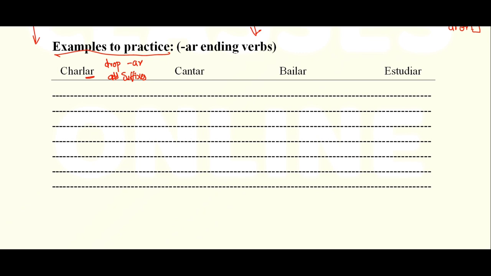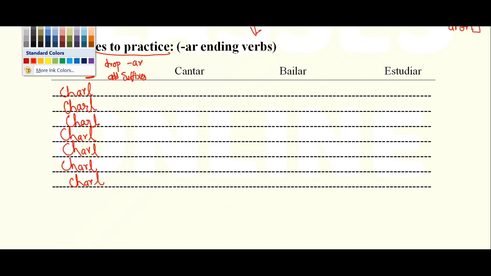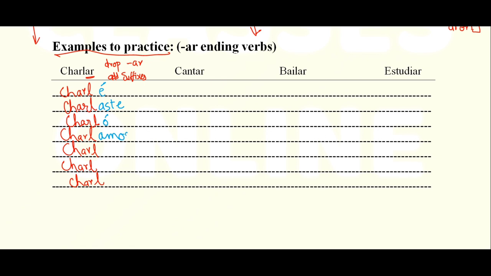Charlar means to gossip. Here we have to drop AR, then we'll get the root word charl. We'll write it 6 times, and later we have to add suffixes, first, second, third person singular, first, second, third person plural. In singular, we add é, charlé, charlaste, charló, charlamos, charlasteis, charlaron. This is an extra charl because there are 6, so I remove it.